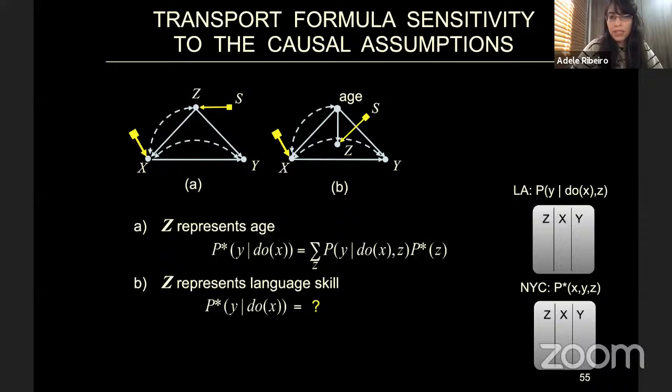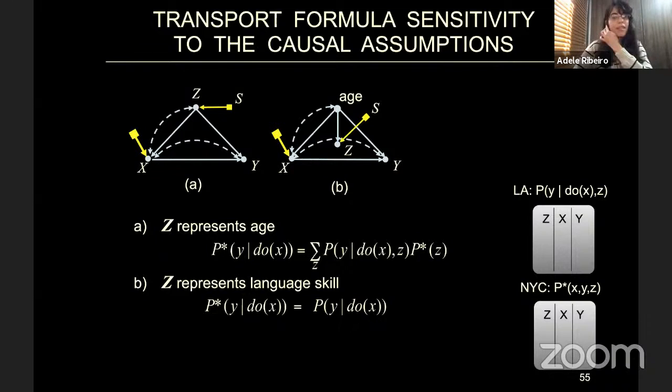So once you know that this is the case, we will know that in this case, the effect is exactly the same as the one that we observed in the source population. So the effect in LA is the same as the effect in New York. We don't need to recalibrate here because the collider is already blocking this path. So there's no problem about this variable being different in the two populations. And we are already conditioning on X here.